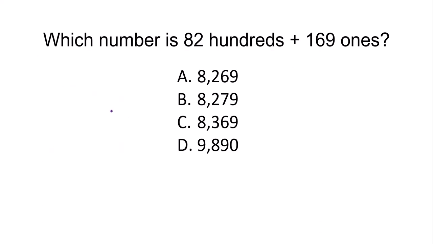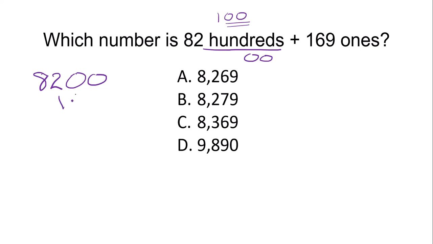Alright, let's continue. Which number is 82 hundreds plus 169 ones? Okay, so 82 hundreds. Let's first write the number 82. Hundreds means there are 2 zeros at the end. Think about the number 100. It has 2 zeros at the end. So 82 hundreds would also have 2 zeros at the end: 82 with 2 zeros at the end. Plus 169 ones. 169 ones is really just 169.